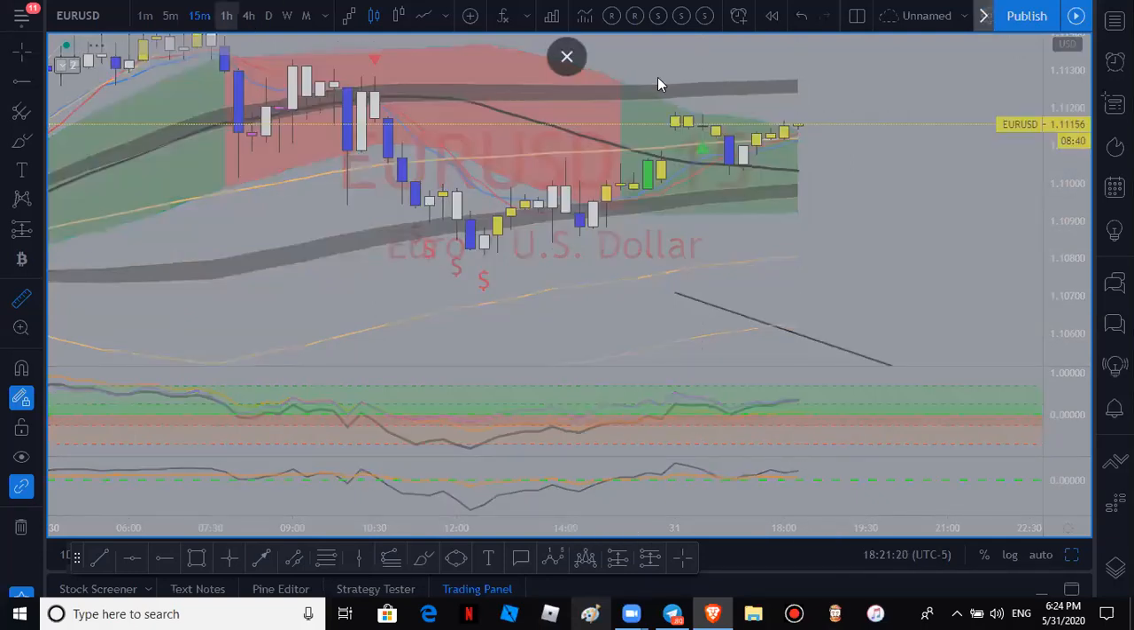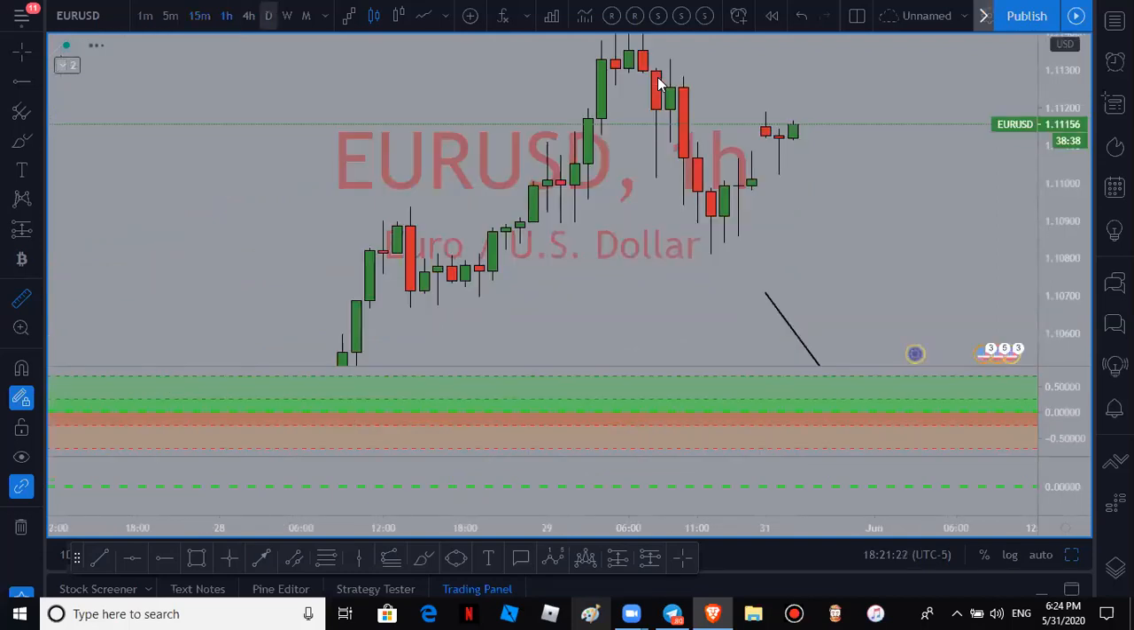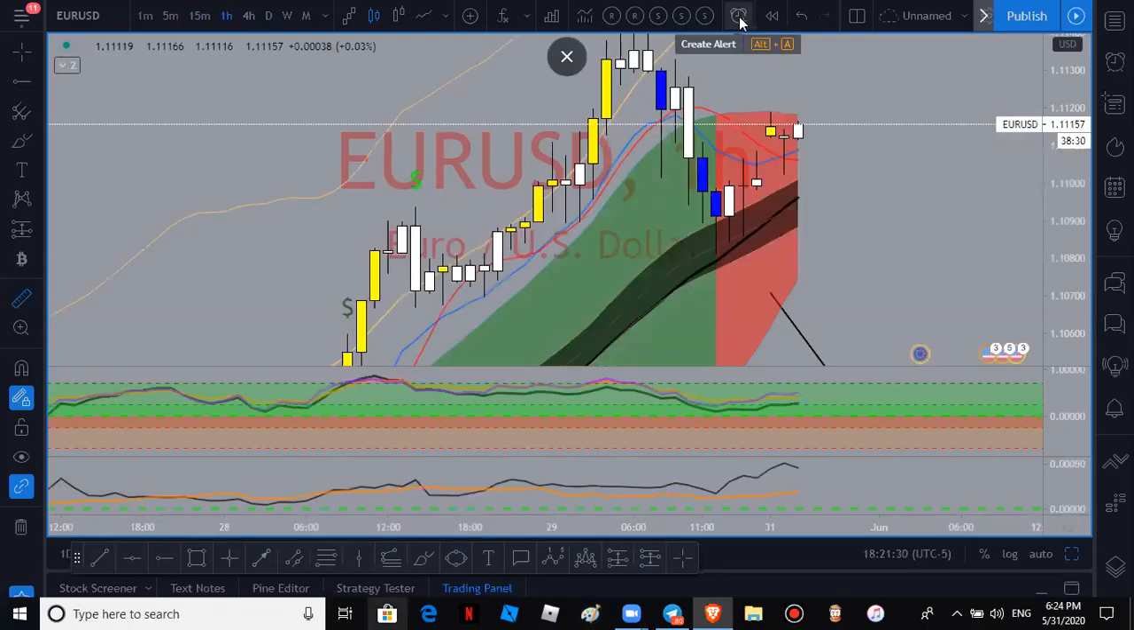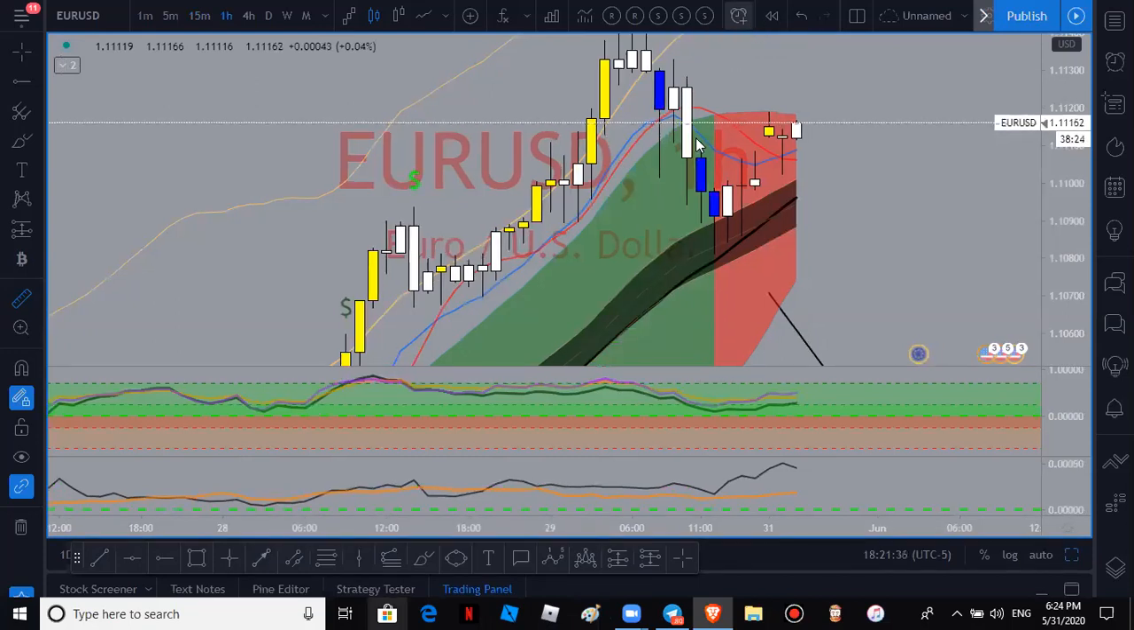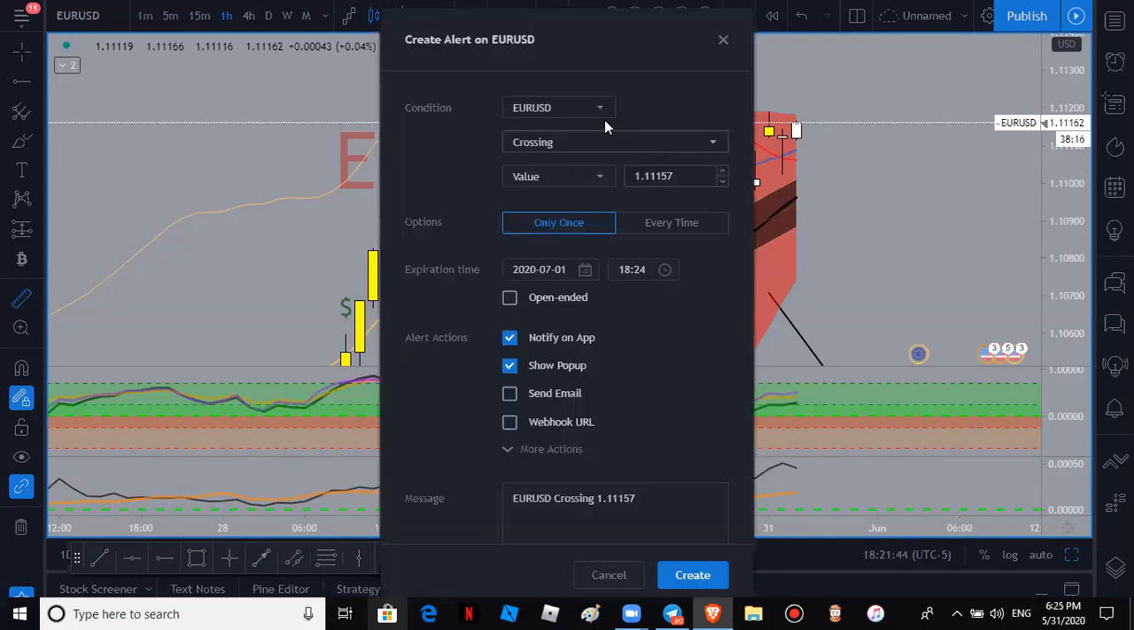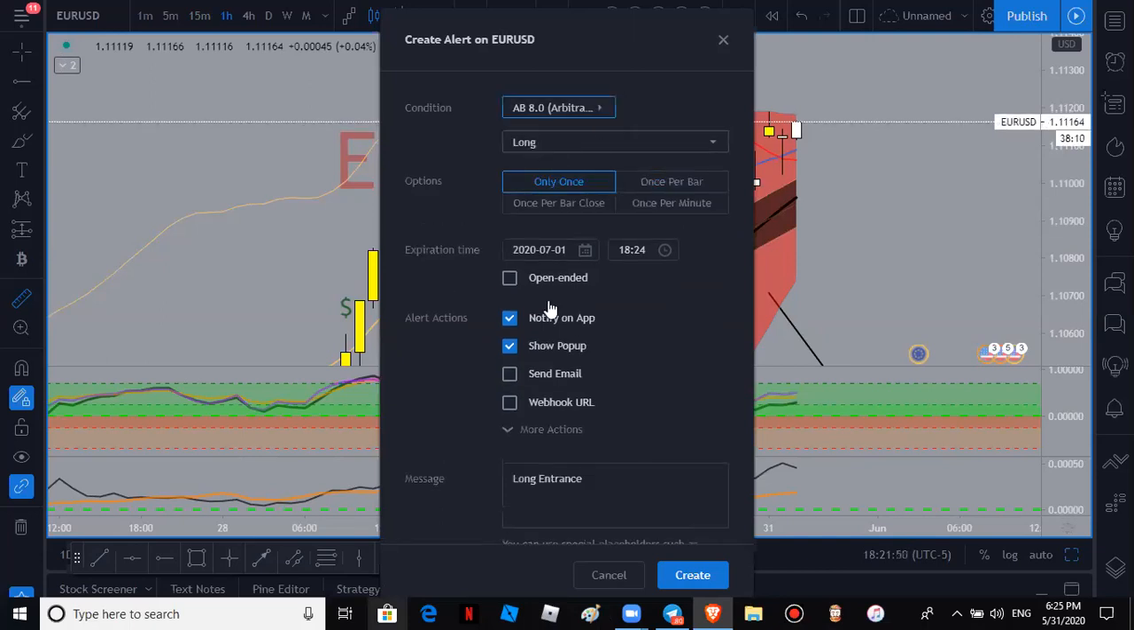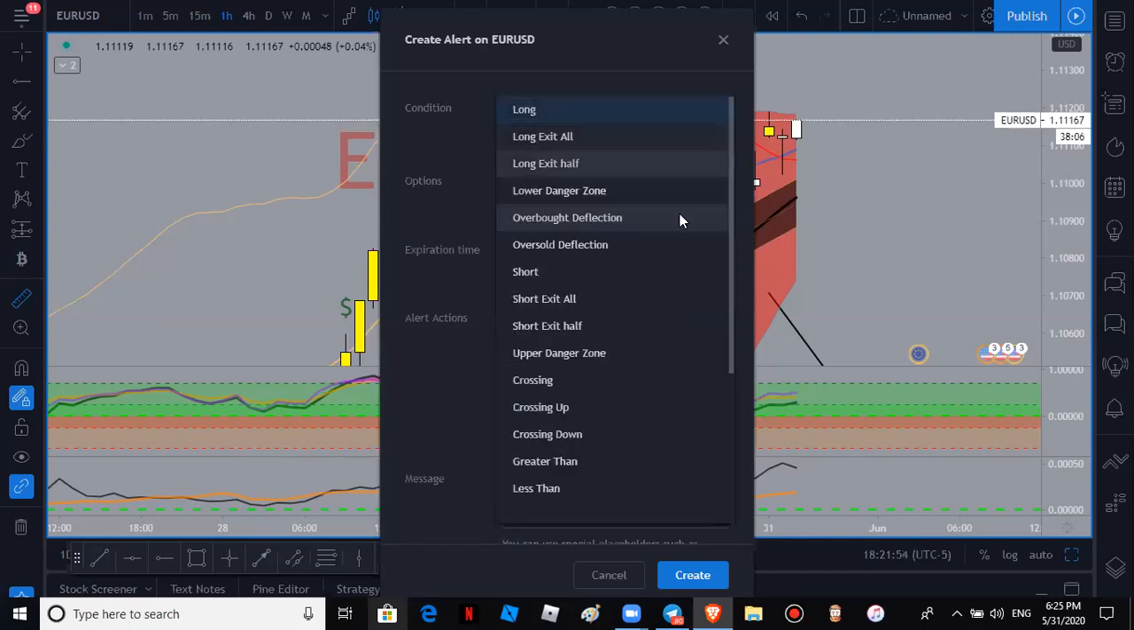But yeah, 1-hour time frame, I'm definitely going to set up an alert for this because I like the sell. This could be a good intraday day trade that's setting up for a swing. Because I do want to see Euro USD go bullish for the next month and a half type of thing. So, Euro USD AB 8.0 arbitrage. Short. And boom, create.